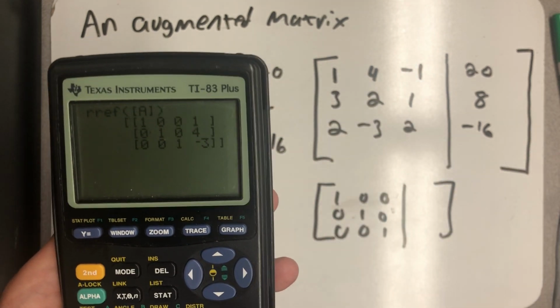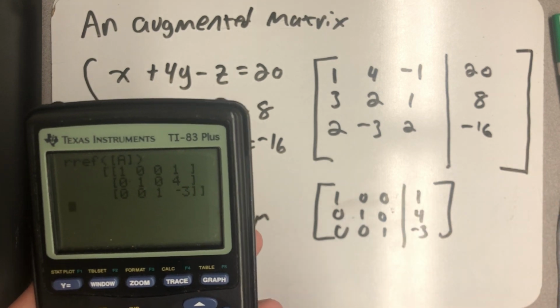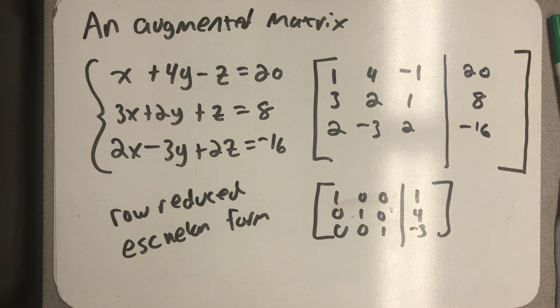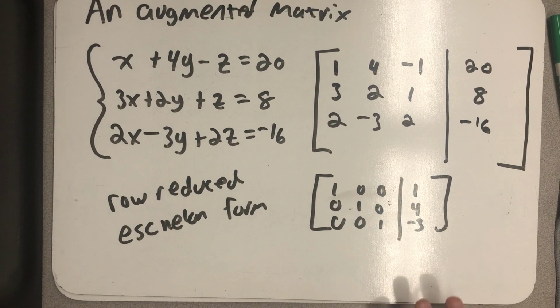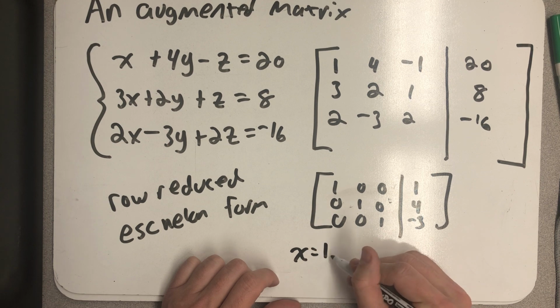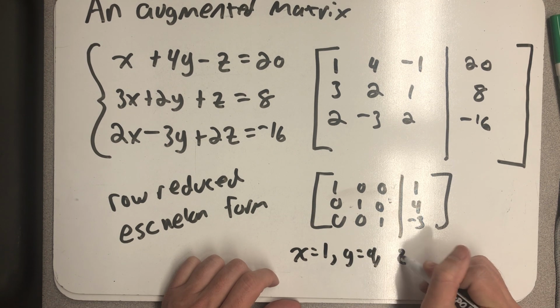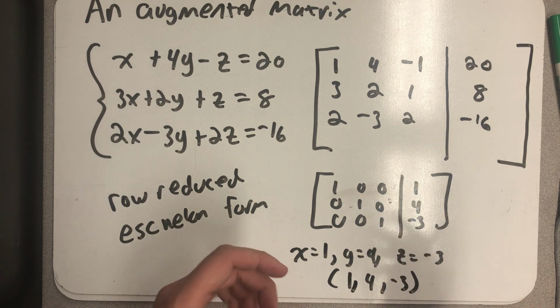And there is our reduced row echelon form matrix, 1, 4, minus 3. And that is exactly what we got before. X is 1, Y is 4, and Z is minus 3. So here's my augmented matrix. Here's my row-reduced echelon form matrix, which lets me conclude that X is equal to 1, Y is equal to 4, Z is equal to minus 3.